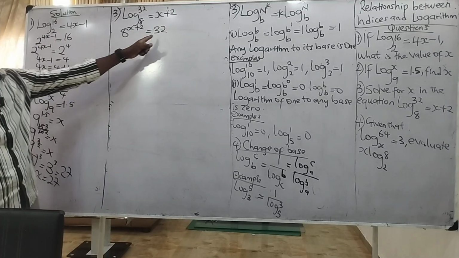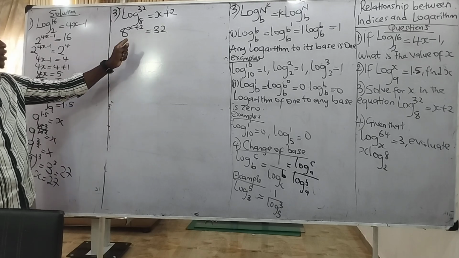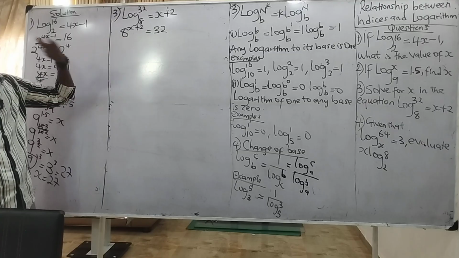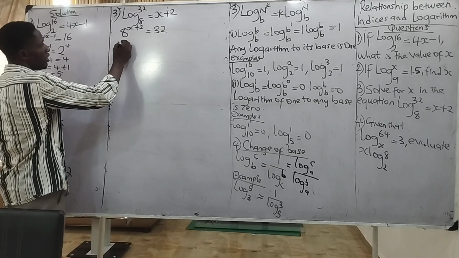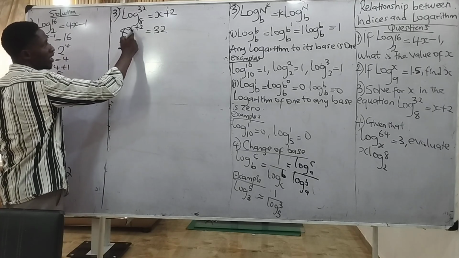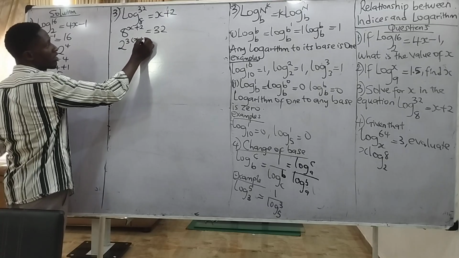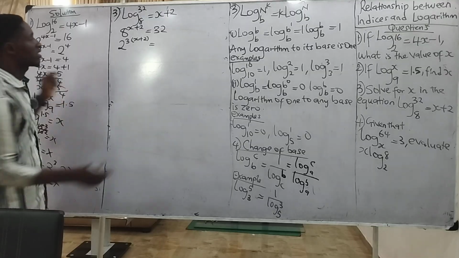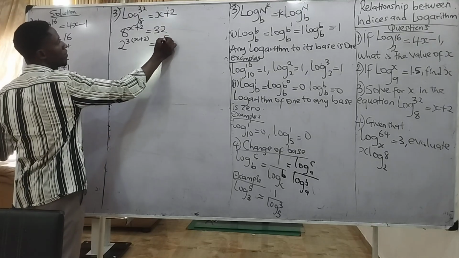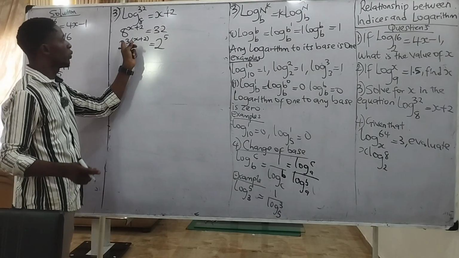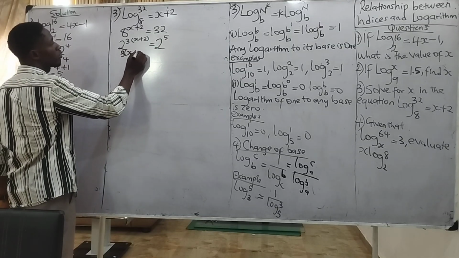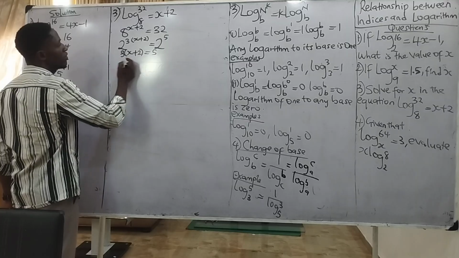So the bases are not the same, so we can't equate the power. So there is a relationship here. 8 in index form is 2 raised to the power of 3, in brackets, because we already have x plus 2 here, is equal to 32 in index form, which is 2 raised to the power of 5. The bases are the same, so we equate the powers. So we have 3 brackets x plus 2 is equal to 5.